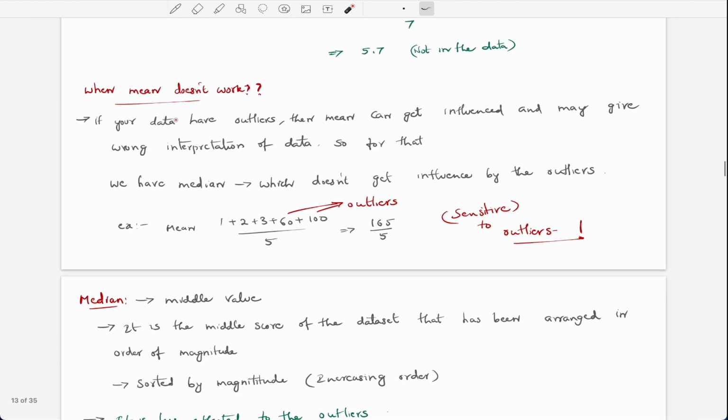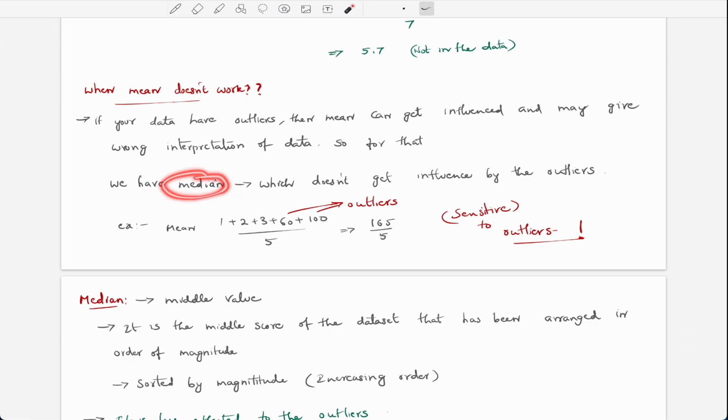In our machine learning models, sometimes the mean doesn't work. So what do we have to do when the mean doesn't work? If our data has outliers, then the mean gets influenced and may give a wrong interpretation of the data. So for that we have the median.